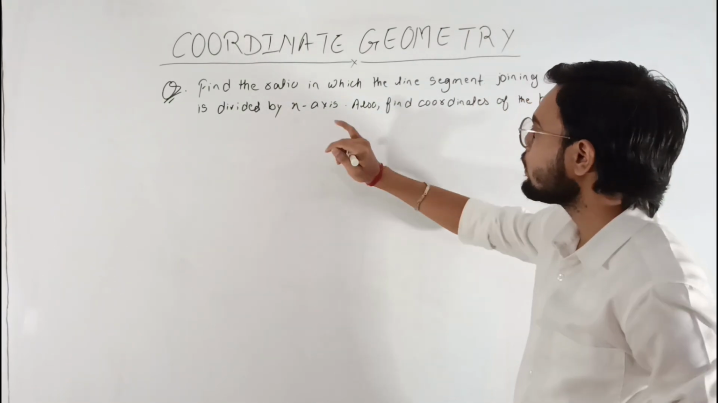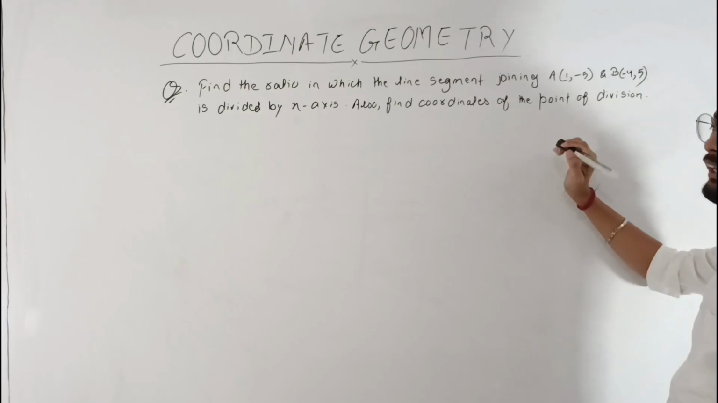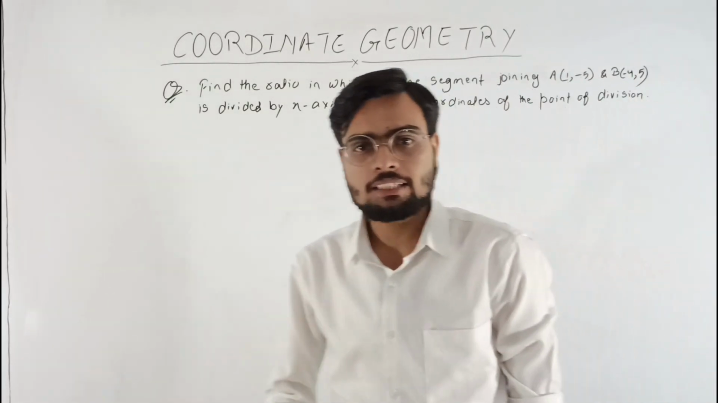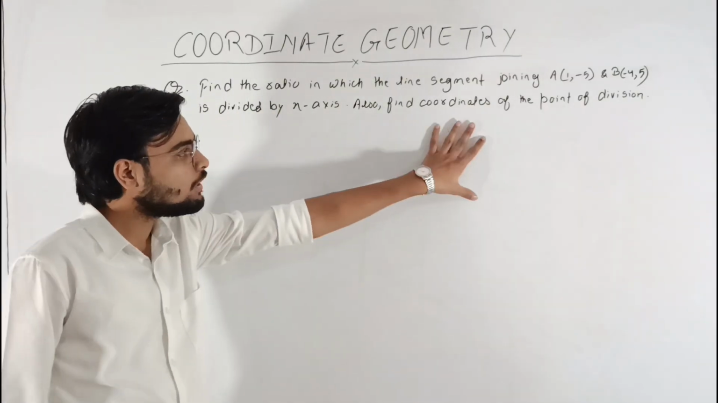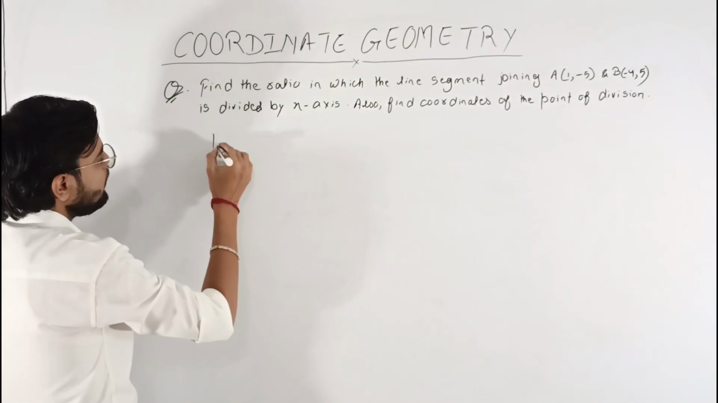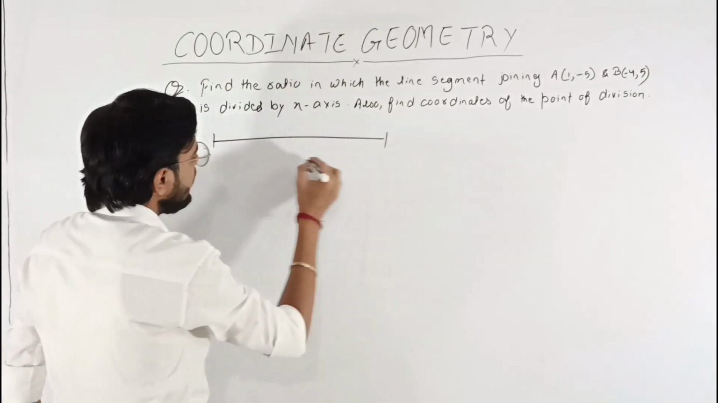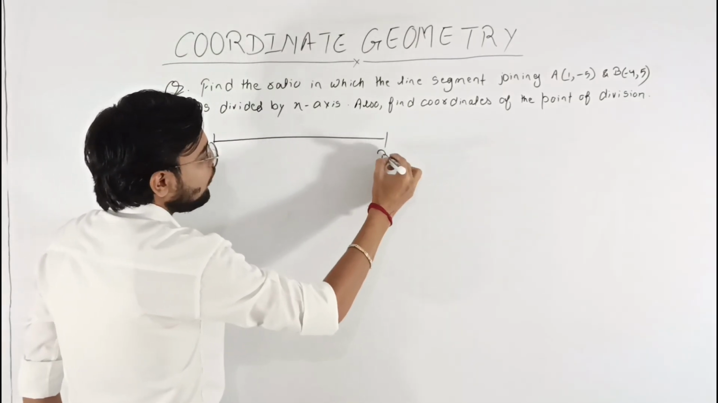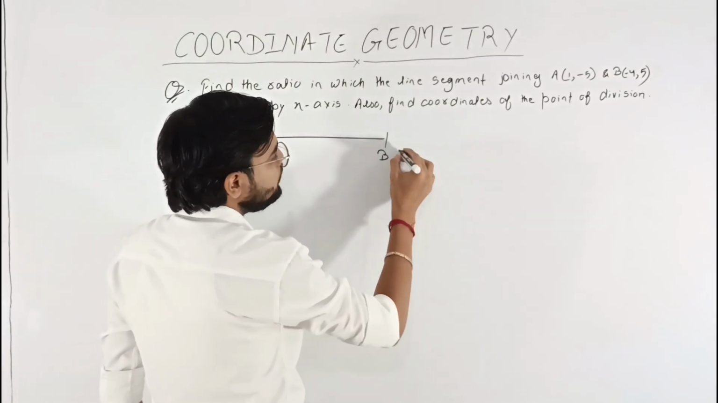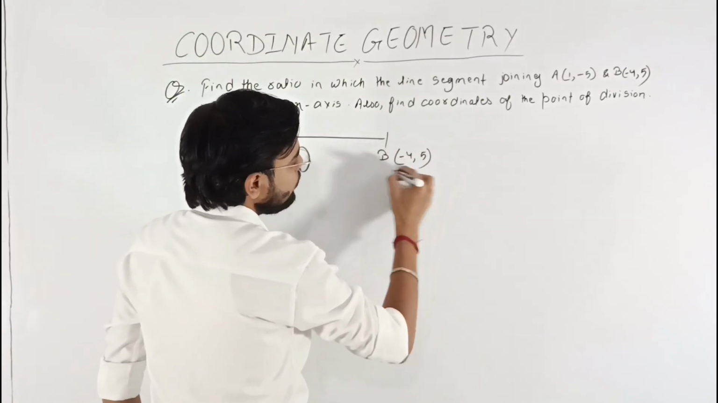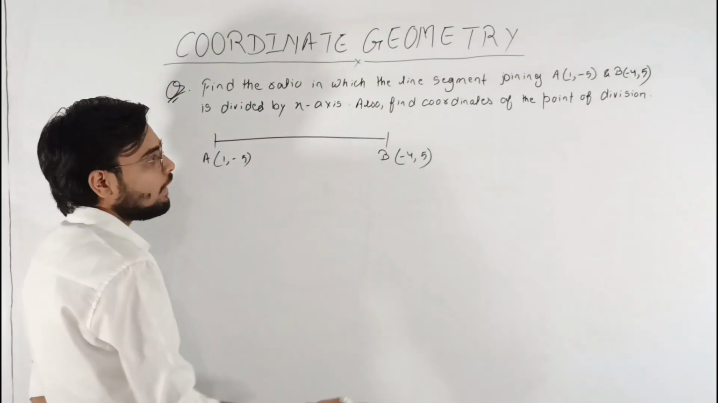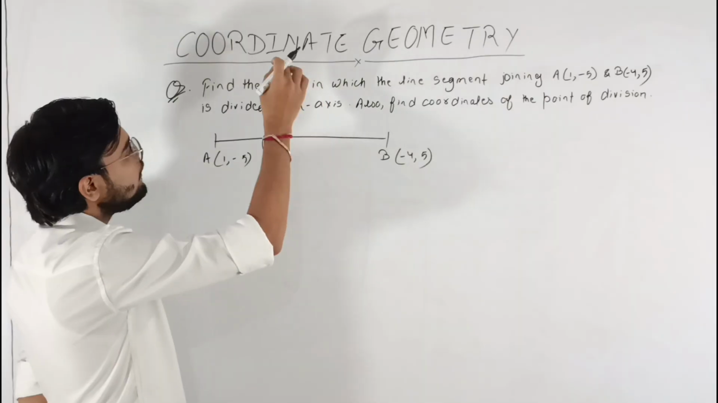The question is: find the ratio in which the line segment joining point A, which is (1, -5), and B, which is (-4, 5), is divided by the x-axis, and also find the coordinates of the point of division. So look here, the question says there is a line segment. This is my line segment AB, and the coordinates of A and B are given, which are (1, -5) and (-4, 5). Now the question says this line is divided by the x-axis. Then we have to find the coordinates of this point and the ratio.